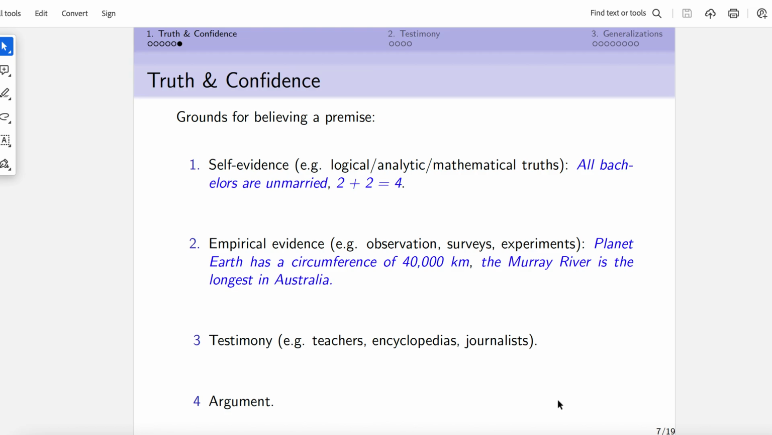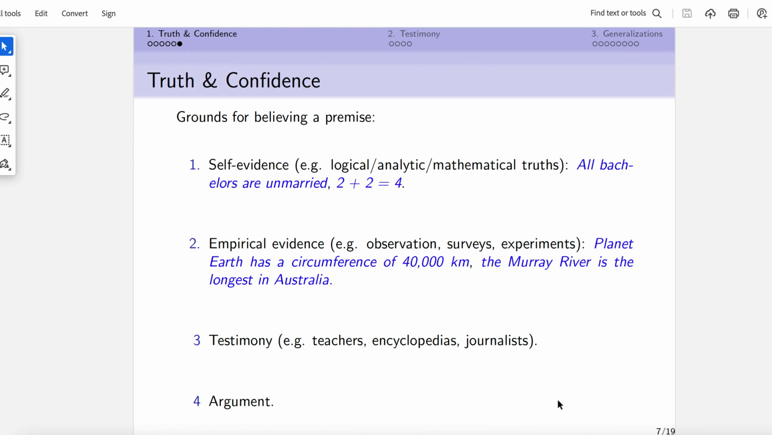So, for instance, the Murray River is the longest in Australia. I guess I could have found that out myself by measuring it and maybe measuring all the other rivers. But in fact, I didn't. I've never been to the Murray River, but I know because either I read it online or somebody told me that it's the longest in Australia.